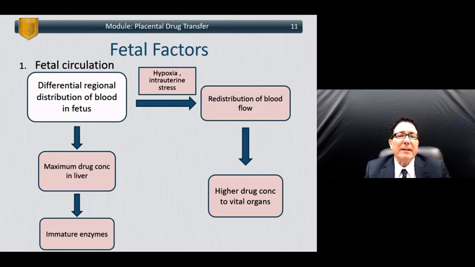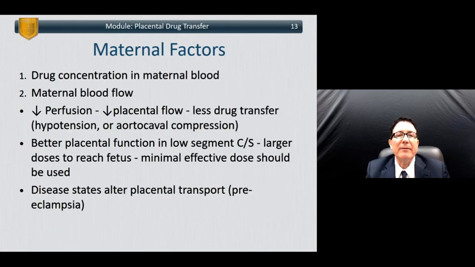Also, from fetal factors, metabolic capacity and metabolic enzymes in the liver like glucuronyltransferase are immature, leading to increased half-life. Maternal factors: drug concentration in maternal blood and flow. Decreased perfusion leads to decreased placental flow, leading to less drug transfer. So hypotension or aortocaval compression may obviously decrease placental flow.